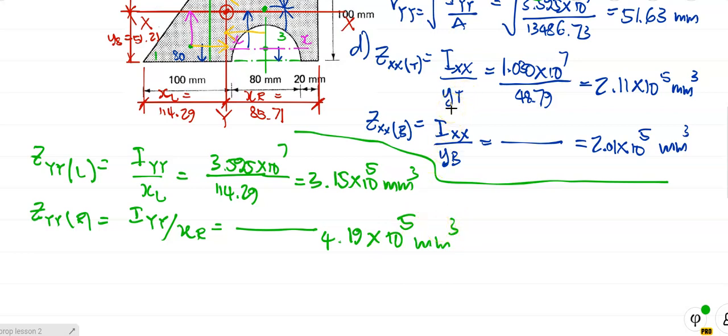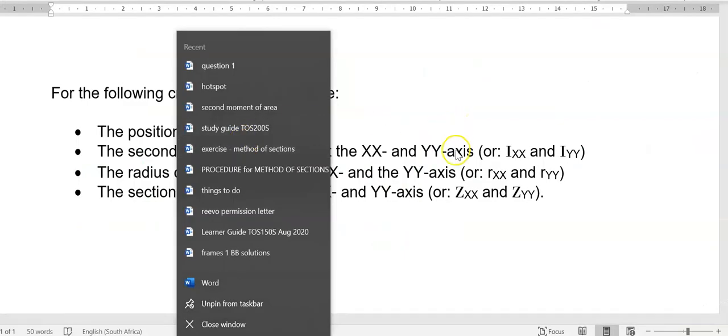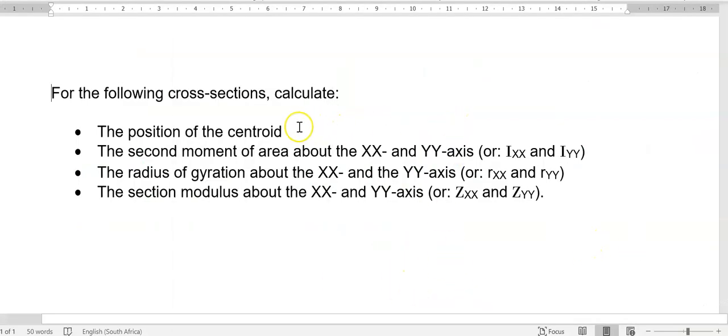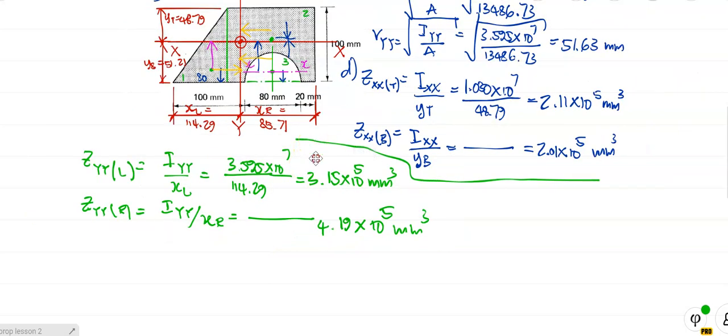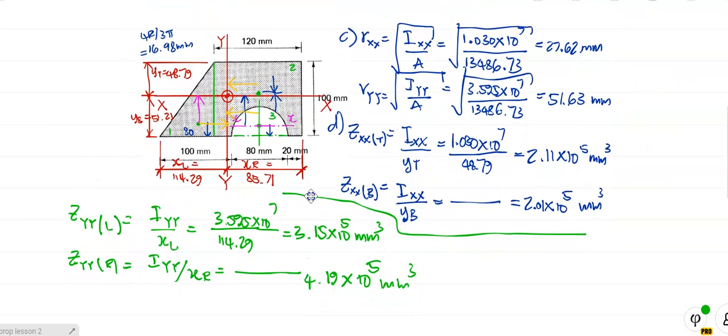Okay, people, I've answered the whole question. That's question 2 fully worked out for you. I did all the bits. I did position of the centroid, X, IYY, RX, RY, ZXX, ZYY. Okay, people, there we've done one full question for you. Well, I've done 2 full questions.